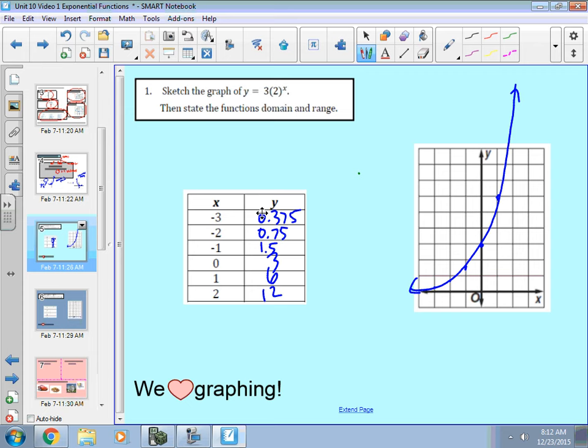Okay, notice some things we talked about from before. What's our y-intercept? 3, because what was this number? 3, that's your y-intercept.